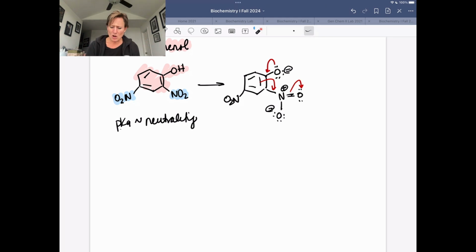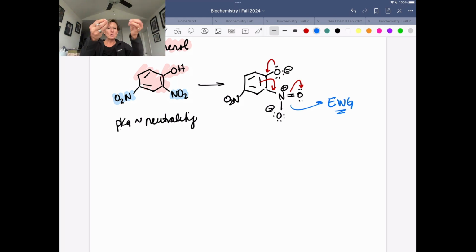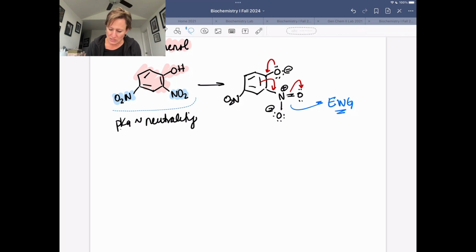We talked about this in class, but just to remind you, this is why a nitro group is an electron withdrawing group, because you can see it pulls electron density out from my ring. Okay, so it's an electron withdrawing group. Okay, so let's get to why this is a diet pill. What we really have is 2,4-dinitrophenol that can toggle between these 2 protonation states.